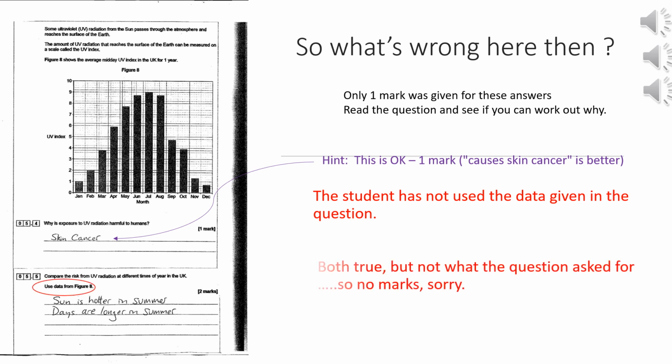This is a fairly typical sort of problem. They give you lots of data in the form of a bar chart here about the UV index at various times of the year, and they ask you to use the data to compare 2 different things. The student here has given us 2 perfectly good things. The sun, yes, the sun's hotter in summer, and the days are longer, but that unfortunately doesn't use the data in the question, so no marks here, sorry.